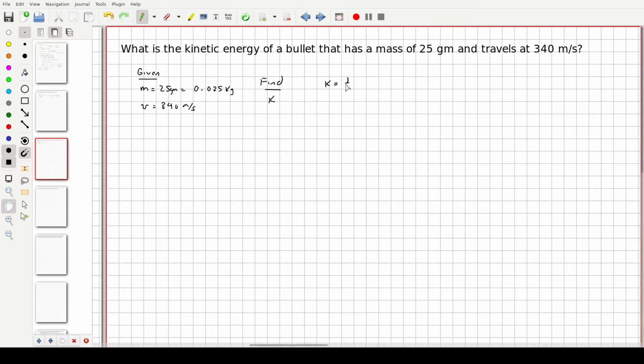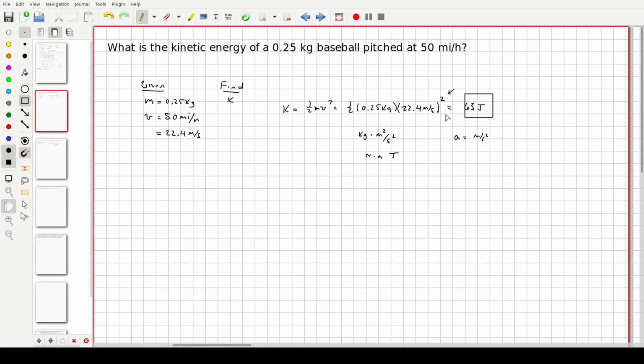So K is 1/2 mv squared, 1/2 times 0.025 kilograms times 340 meters per second squared. 0.025 times 340 squared, I get 1,445 joules, or when you round to 2 sig figs, about 1,400 joules. So that bullet actually has a substantial amount of kinetic energy if you compare it, say, to this baseball, right?